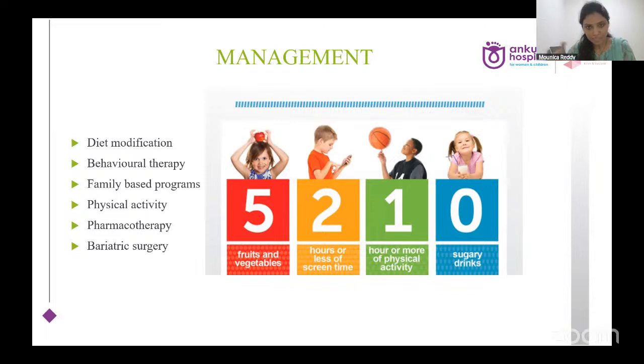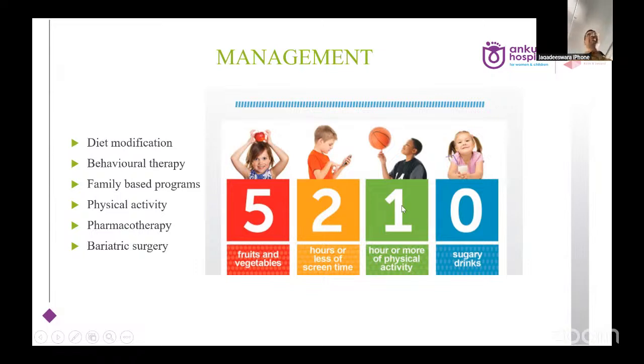On the diet principles, I would like to comment on this plan of 5210, which has been endorsed by IAP for diet. It says that a child should eat at least 5 fruits and vegetables per day, have less than 2 hours of screen time, have at least 1 hour or more of physical activity, and 0 sugary drinks.